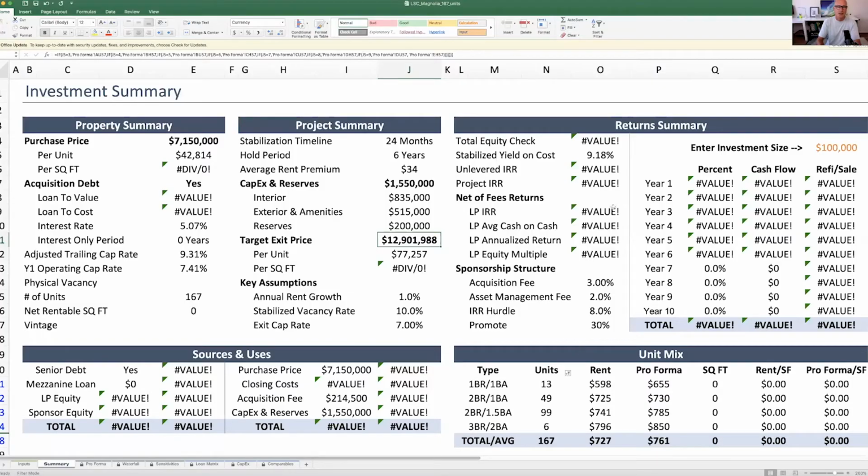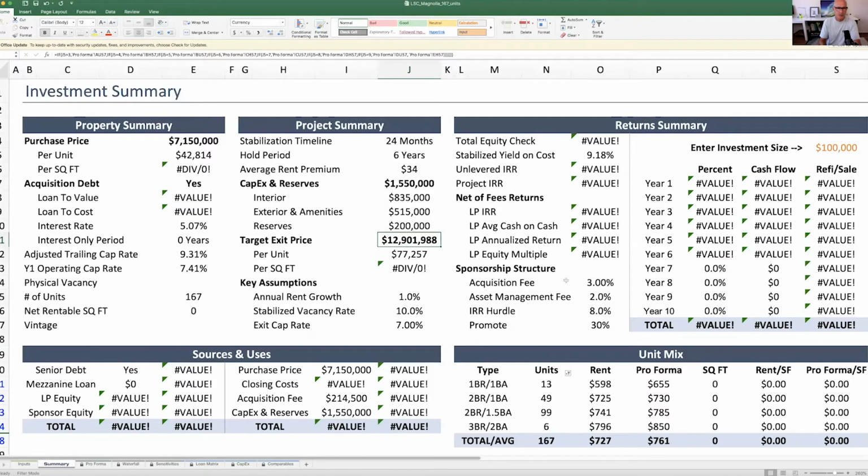But today we're going to focus on another key lever, and that would be the exit cap, also known as the reversion cap or the terminal cap. And again, you just want to make sure that there's some margin for error on the key levers of the deal. The exit cap is a big one, and it's very sensitive. So we're going to dive in here. I'm going to share my screen. Okay, yes, this is correct.